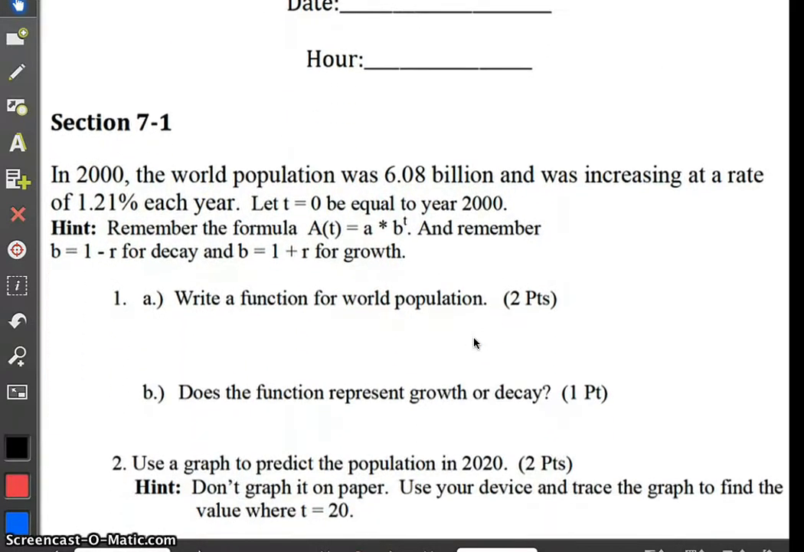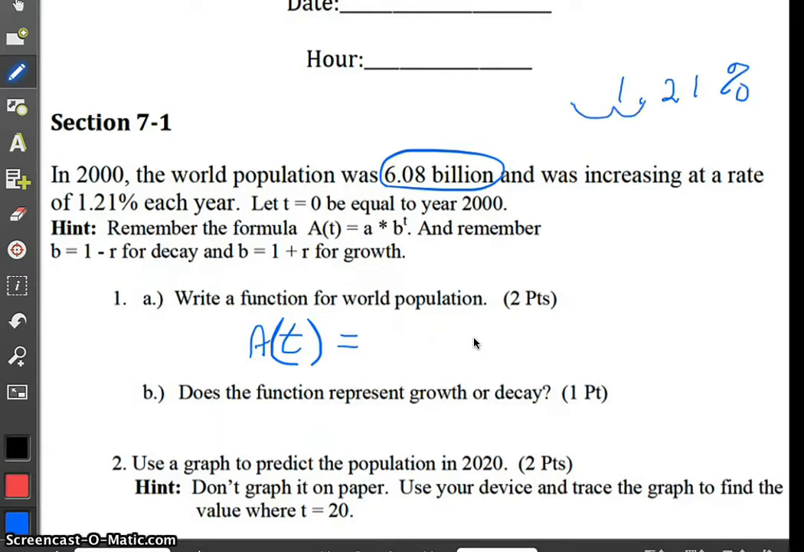First of all, I see that my initial value is right here. It's going to be 6.08. So I'm going to have A of t, because it's asking us to write the function for the world population. Now I have to take this 1.21, it's a percent, and change it to a decimal. I'm going to move it 2 places to the left, so that becomes 0.0121.